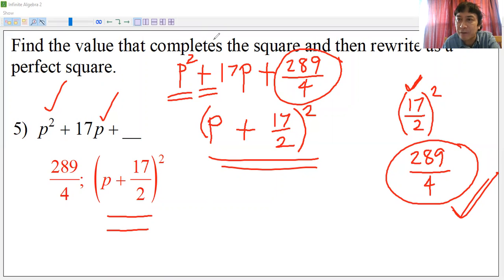Whether the number beside the first degree is divisible by 2 or not, we will be able to solve that, okay? If it's not divisible by 2, we will end up with a fraction like this, okay? We will have a fraction. Okay, let's continue. Clear the screen.